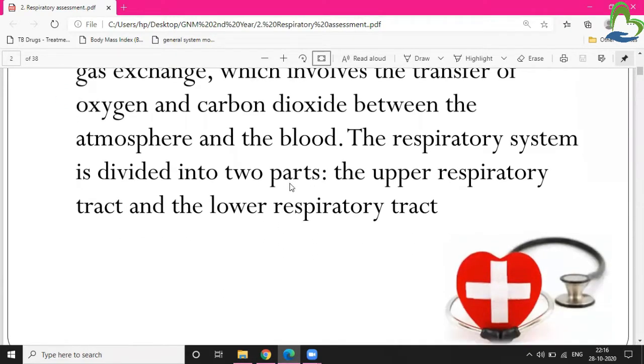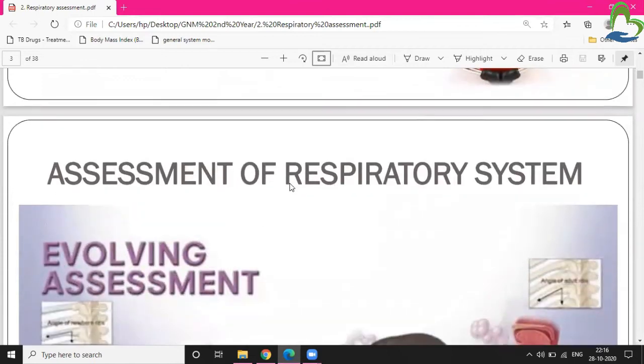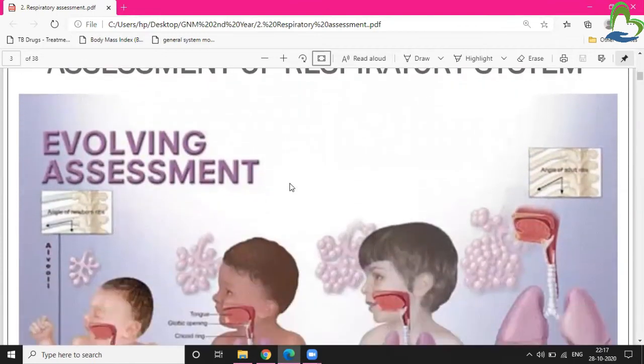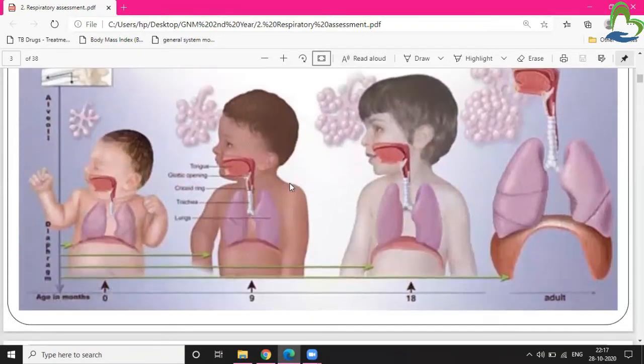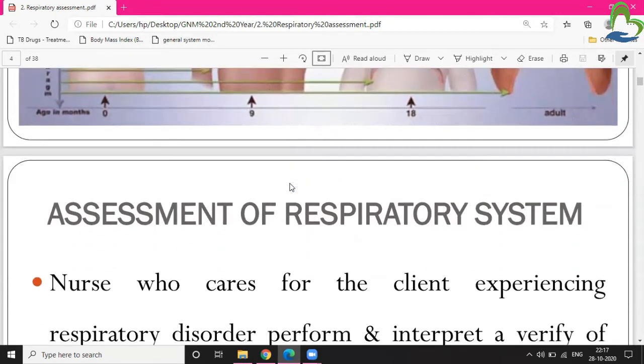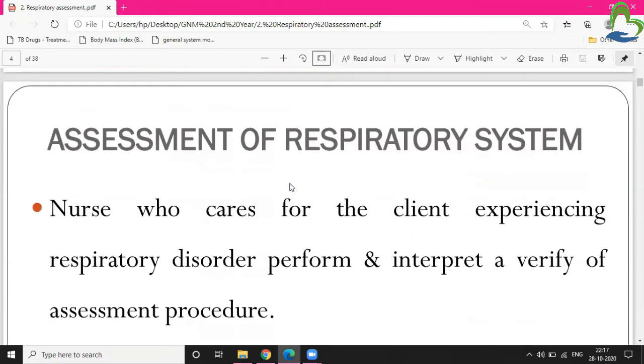The respiratory system is divided into two parts, that is the upper respiratory system and the lower respiratory tract. For the assessment of the respiratory system, as the body grows, the lungs will also enlarge or expand, and likewise there will be some fluctuation in respiratory rhythms. So the respiratory pattern will be different in a baby and an adult. Accordingly, we need to perform the respiratory assessment.